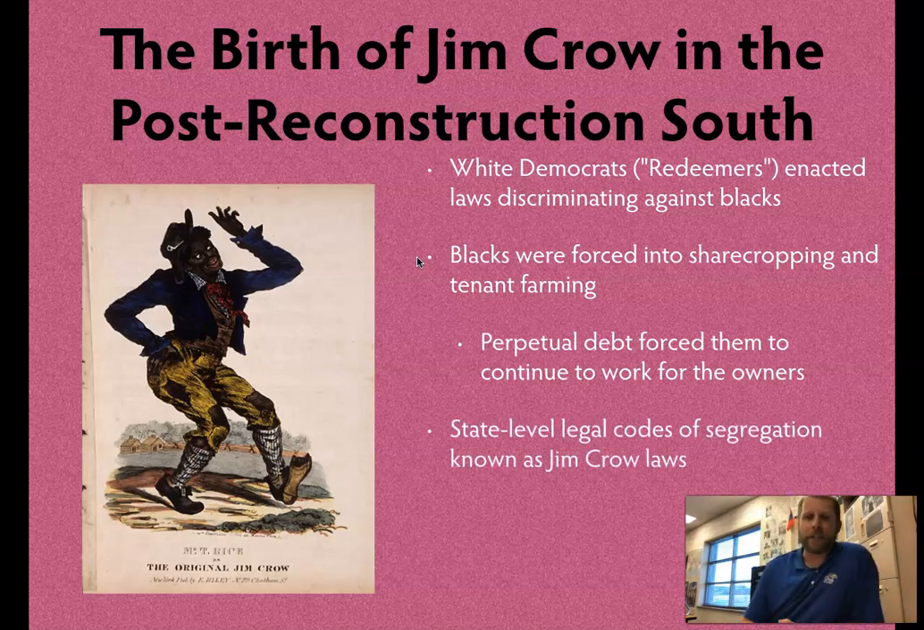They had state-level legal codes which segregated. They became known as Jim Crow laws. And so they codified and made it legal that whites and blacks would be separate in virtually everything, from schools to train cars to recreation activities to hotels, drinking fountains, eventually even cemeteries and beaches and pools, you name it.